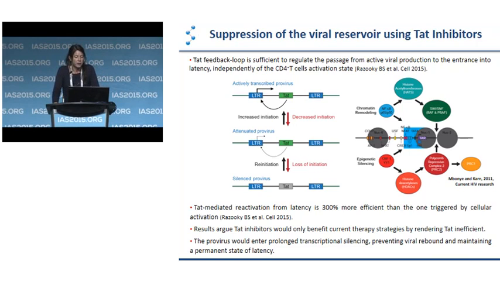So these results would argue that TAT inhibitors would have a very big impact in current therapeutic strategies by rendering TAT inefficient. By doing so, the provirus would enter this prolonged transcriptional silencing, preventing viral rebound and maintaining a permanent state of latency. So basically, the idea is that if we add a TAT inhibitor to current antiretroviral therapy, we would be able to reduce this low-level ongoing viremia that exists even in the presence of ART to very low levels. We would probably reduce the size of the reservoir by preventing ongoing viral replication as well as any events of replenishment of the viral reservoir. And hopefully with time, the death of these long-lived cells would result in a continuous decay.